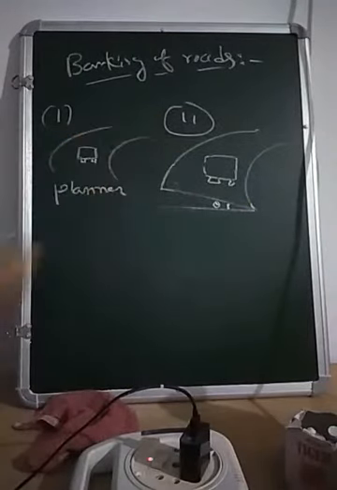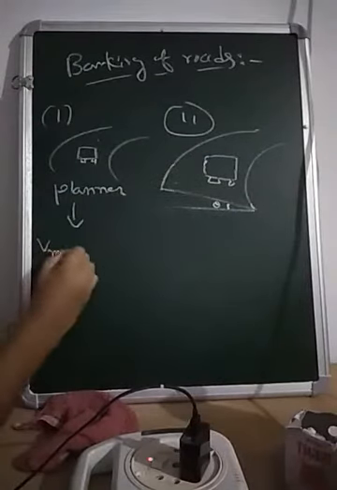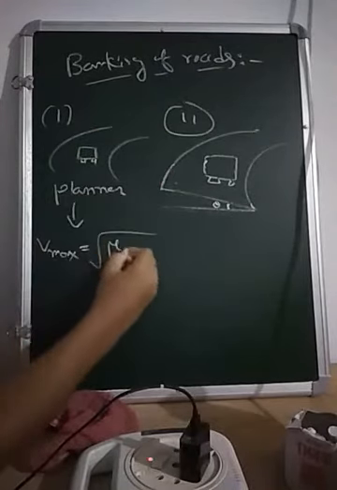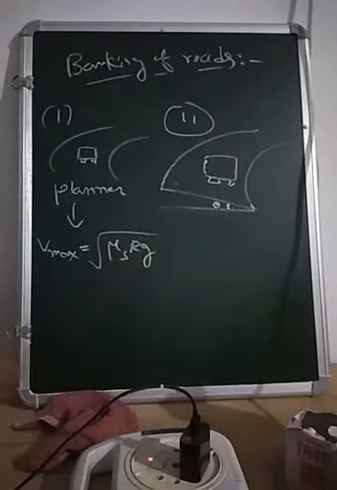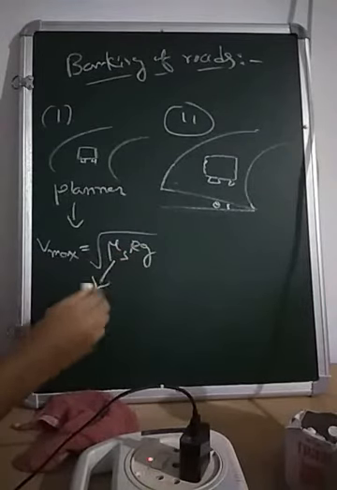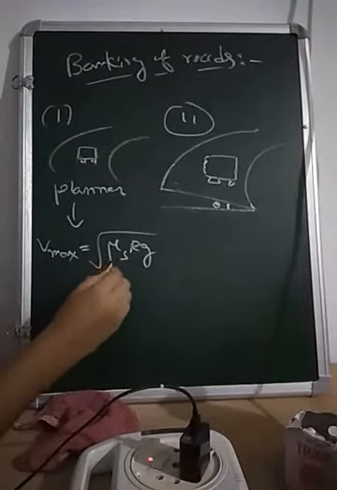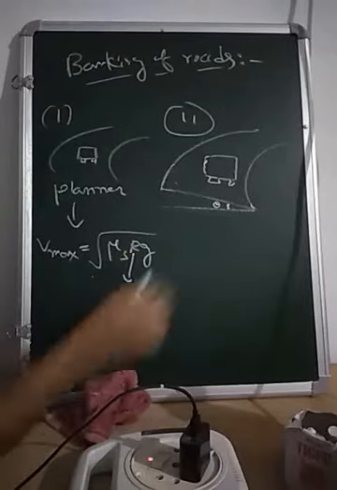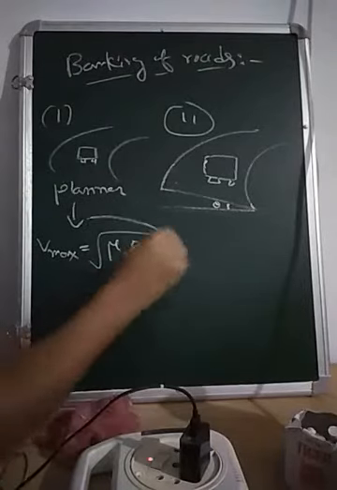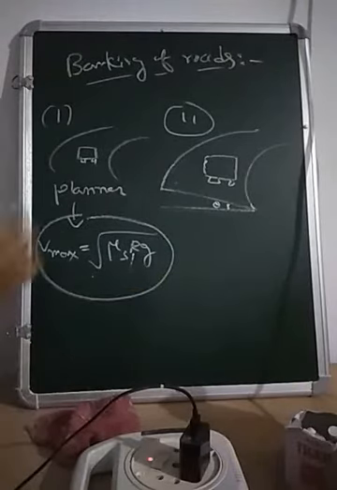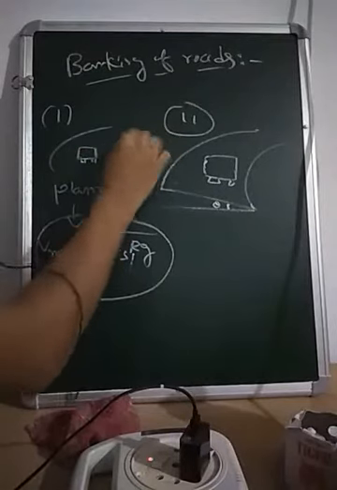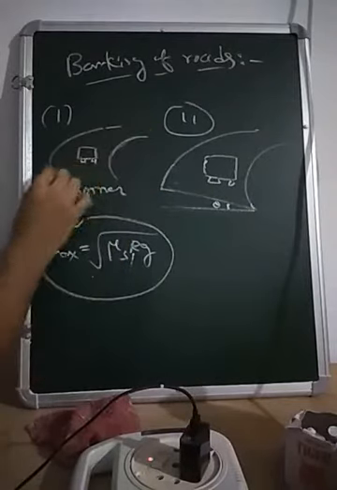So in the planar case, we calculated the maximum velocity at which this car can take the circular turn, and we have found that v equals square root of mu r g. Here mu is the limiting coefficient of static friction, r is the radius of the circular track, and g is the acceleration due to gravity. This is the maximum velocity at which the car can take a turn in the first system, that is the plane road.